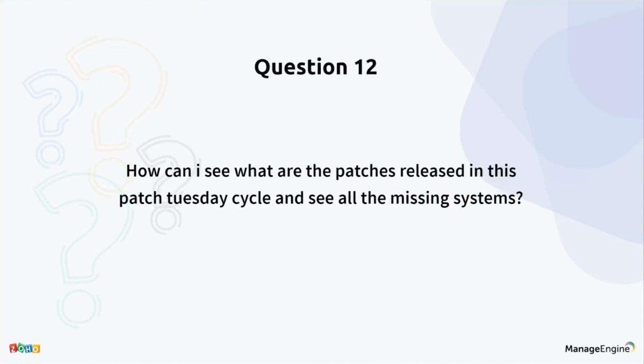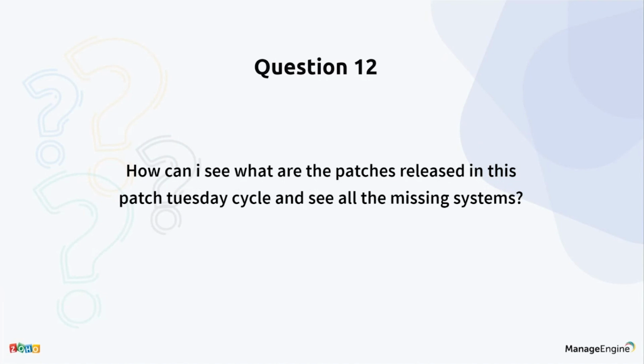How can I see what are the patches released in this patch history cycle and see all the missing systems? I hope you are aware of the option we saw in the patch management section, where we created a filter to see the critical patches. When you get into the missing updates of the console, you have a lot of filters to see the critical patches, in which release date is one among them.